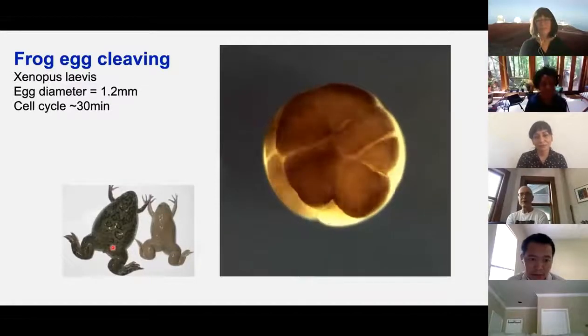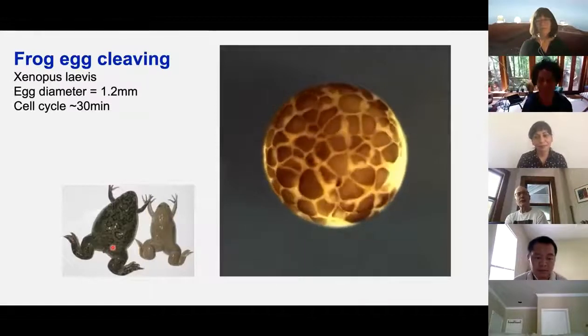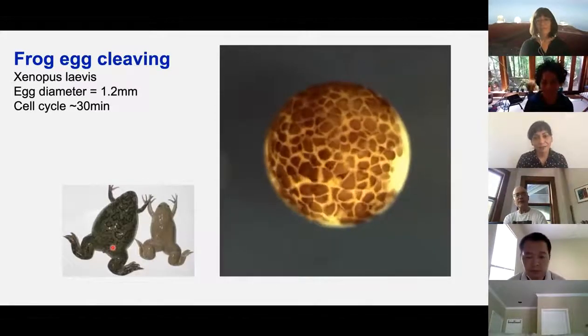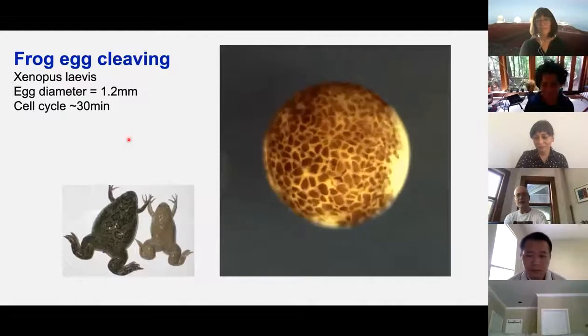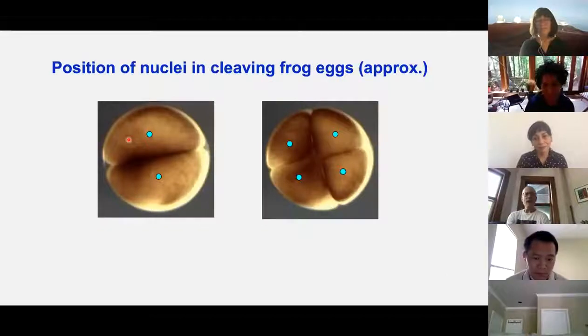So I view this as a sort of icon of biology. And these eggs are Xenopus laevis. They're about 1.2 millimeters in diameter, and they divide every 30 minutes. And I'm showing here, just as a sort of cartoon for illustrating it, the positions of the nuclei imagined here. This is superimposed on the live movie. We'd have to fix the eggs and render them transparent to actually see the nuclei.